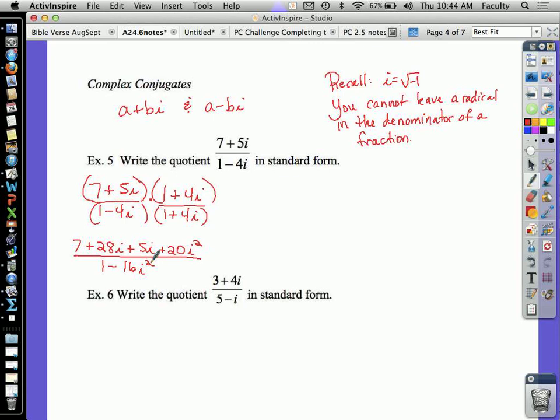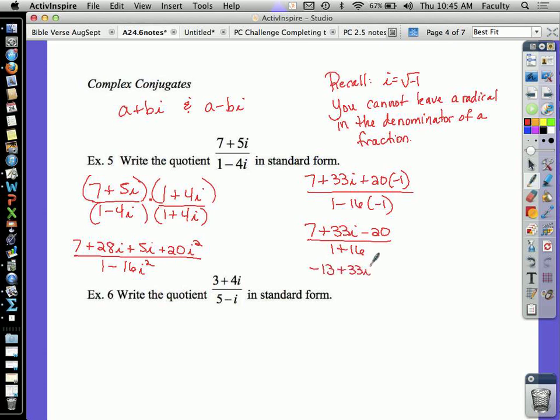So let's simplify this. I'm getting 7 plus 33i plus 20 times i squared, which is negative 1. And the cool thing is, once you pick up on this and get the hang of it, if i squared is negative 1, you can start skipping this step and just take the opposite of the term, if you understand that. So I'm getting 7 plus 33i minus 20 over 1 plus 16. So it's negative 13 plus 33i over 17.